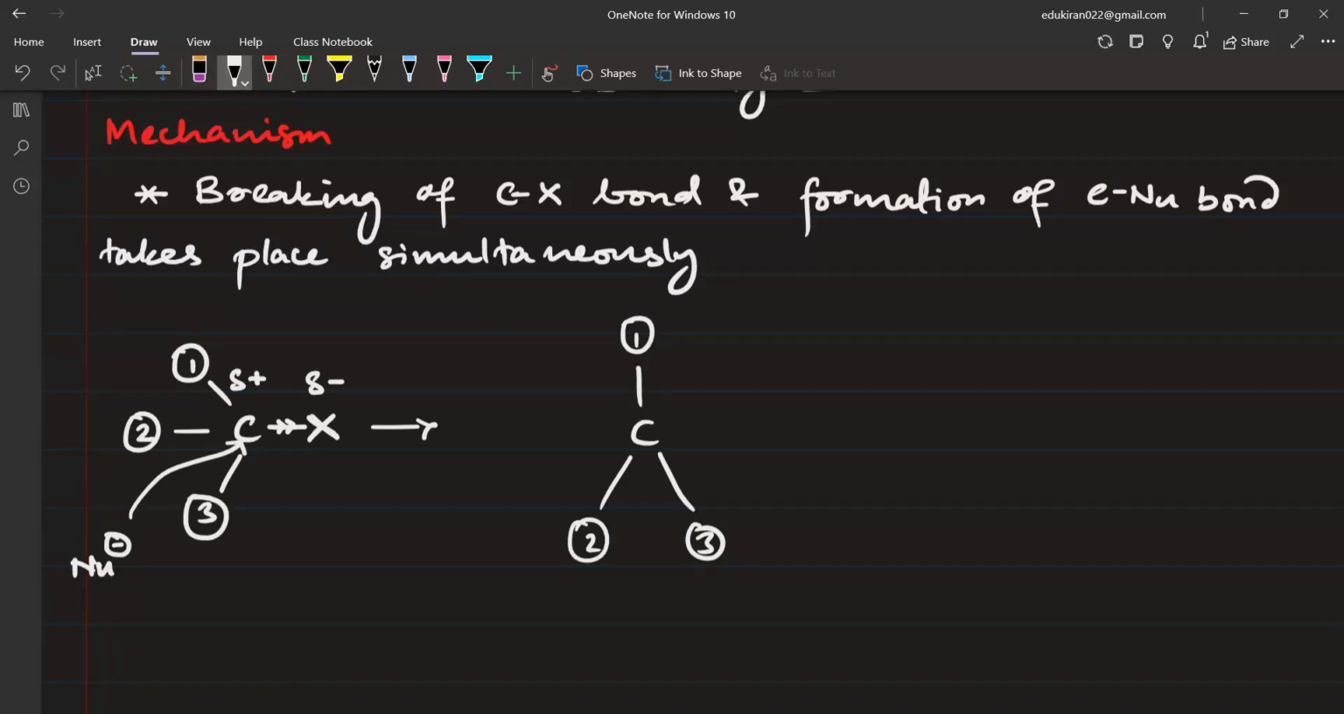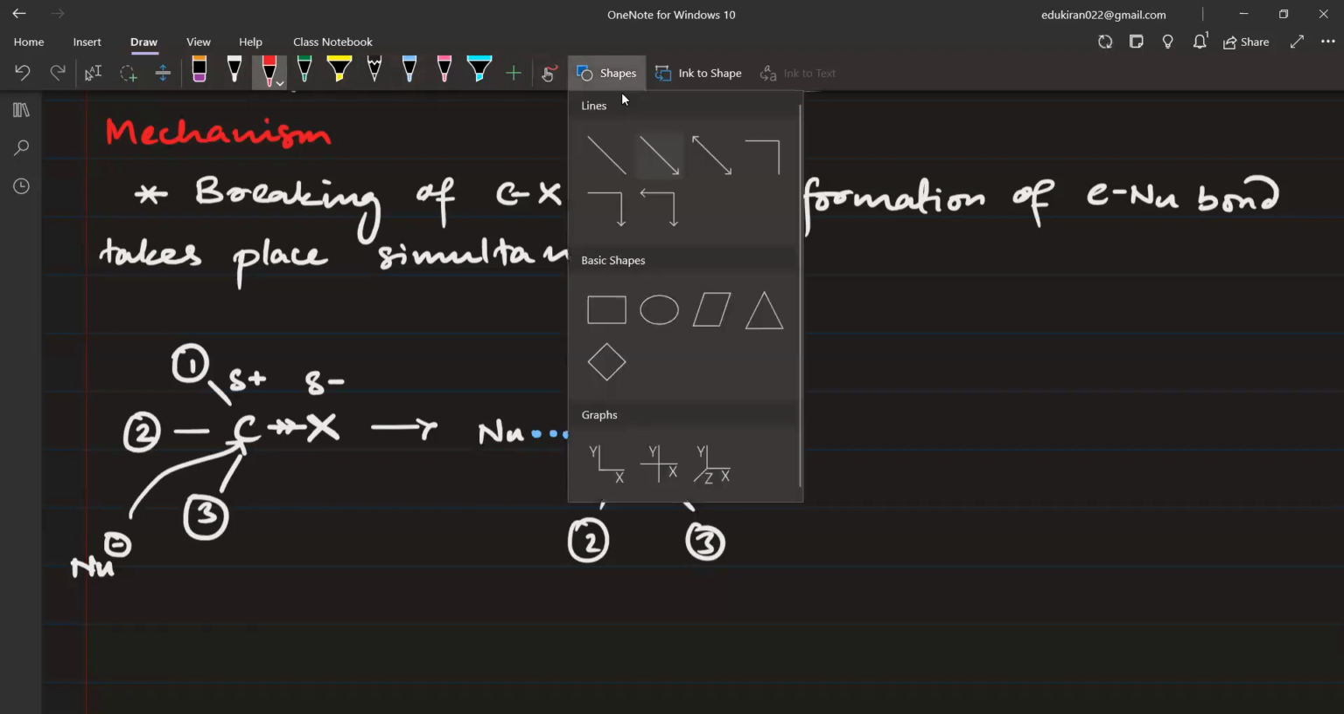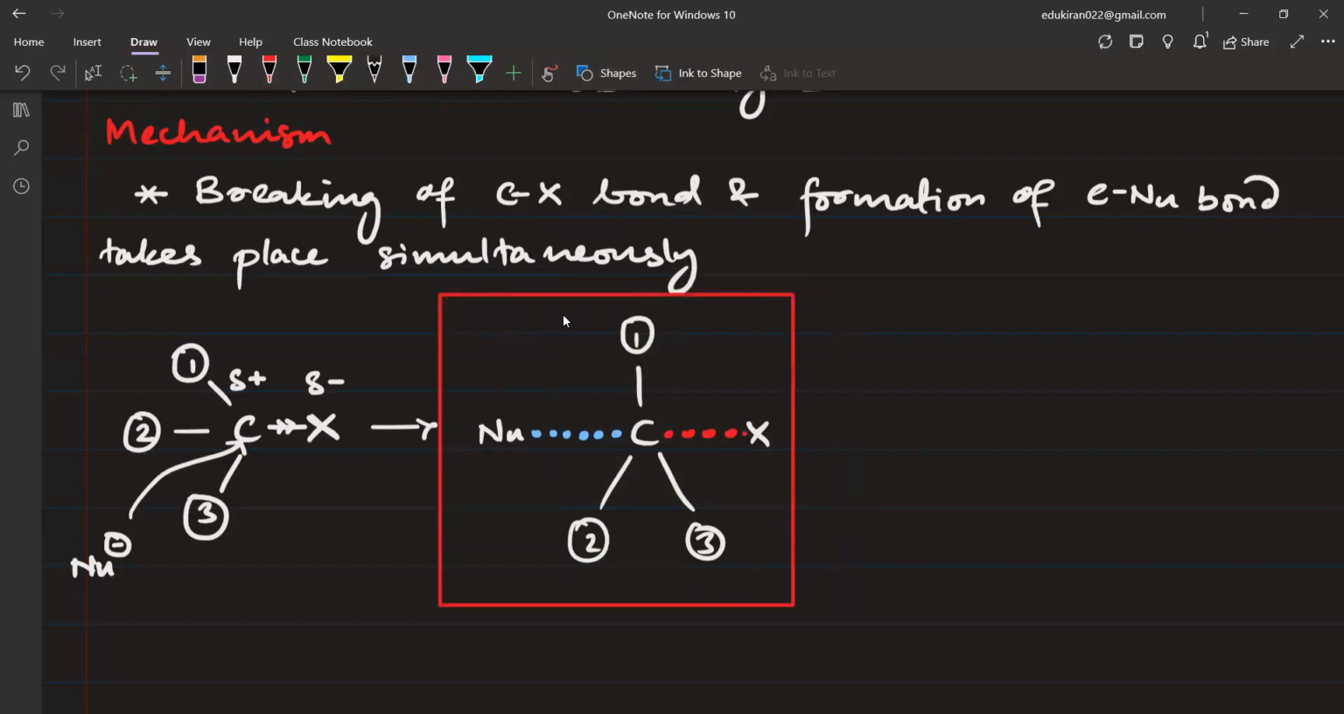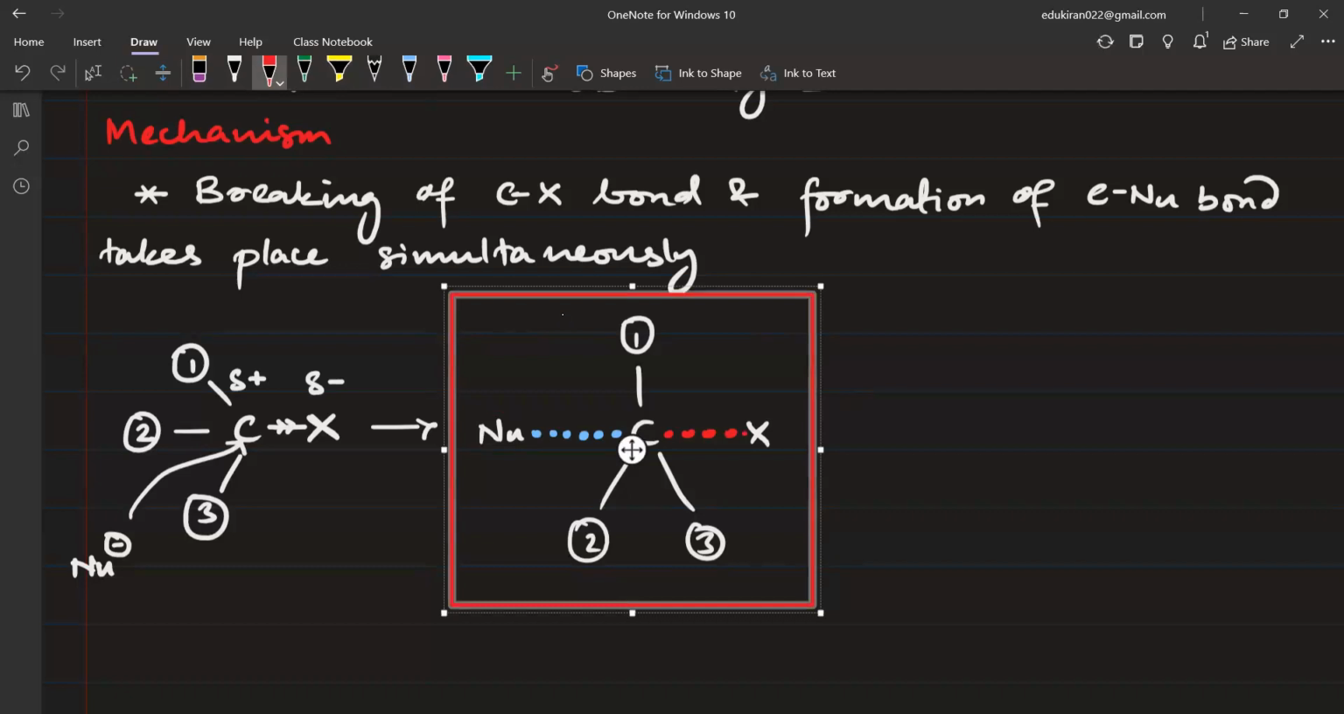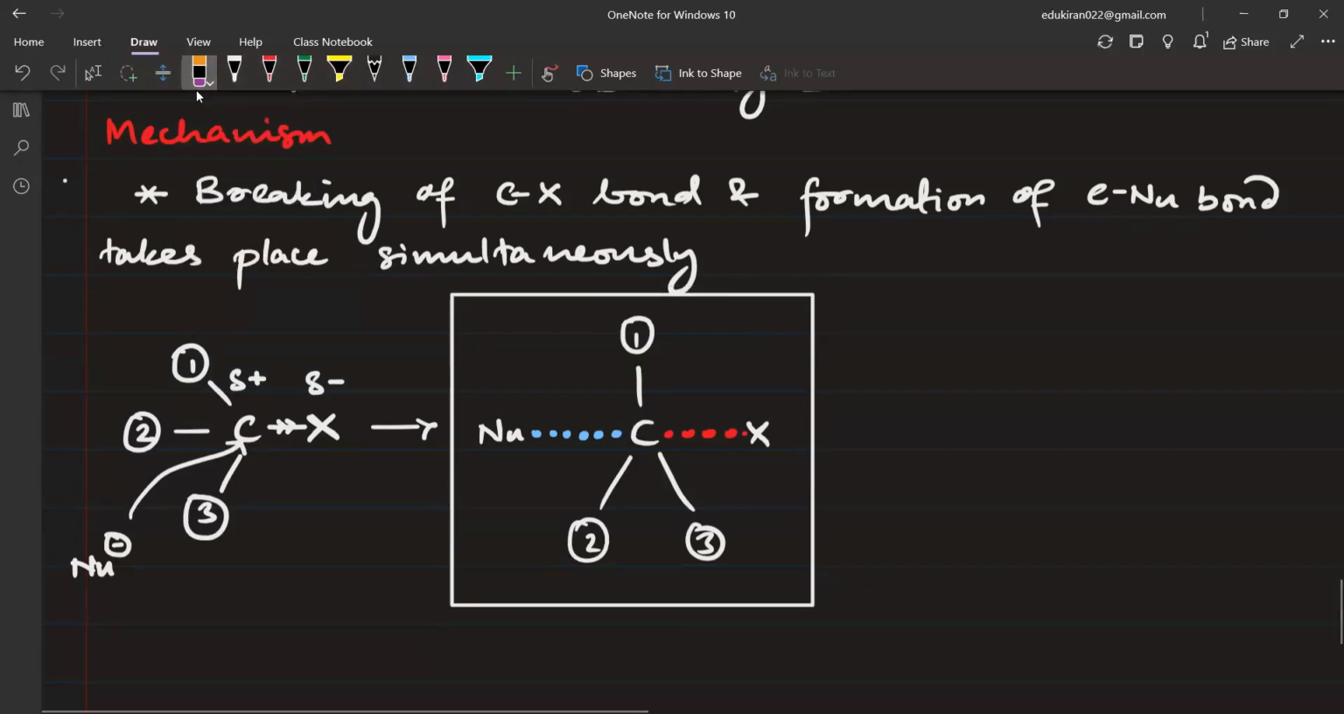And then there is a bond formation between nucleophile and carbon. There is a bond breaking between carbon and halogen atom. So I'm showing the formation with blue color. This bond is forming, and this bond is simultaneously being broken. And this is what in the middle it looks like, and this is known as the transition state. Please don't write now. Let me complete and then you will write.